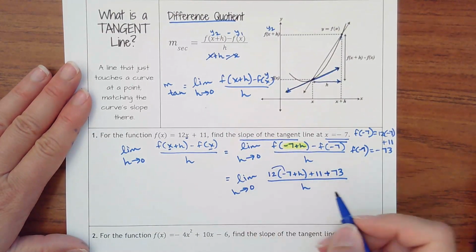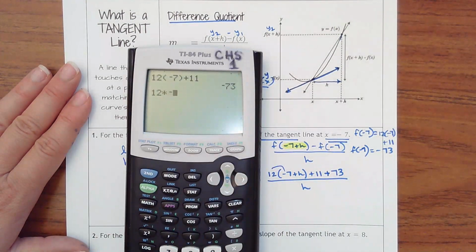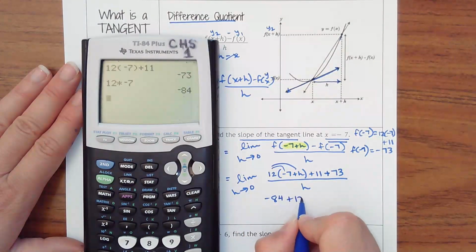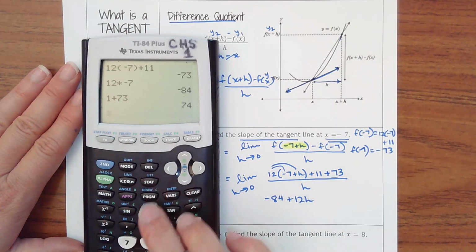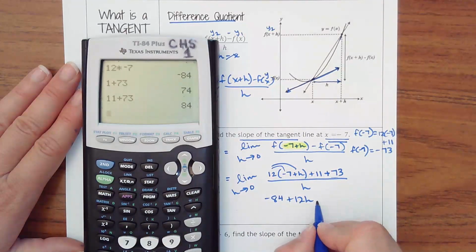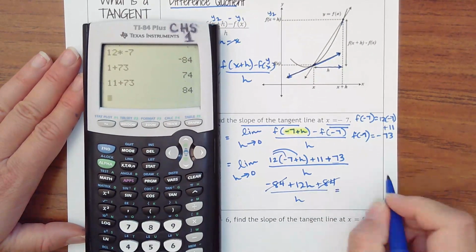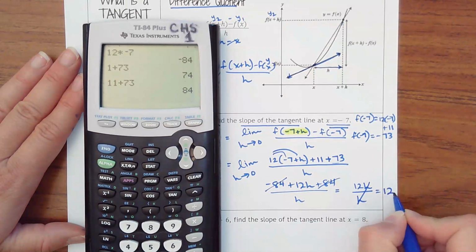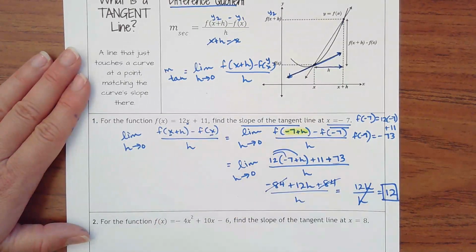I'm going to distribute my 12 times -7, and that should get -84. 12 times h is 12h. And then I'm going to go ahead and add 11 plus 73, which you should do in your head, which is 84, all over h. So you have the negative 84 plus 84 cancels. And then you have your 12h over h, and your h's cancel. So it equals 12. That is the slope of this function when x is negative 7.